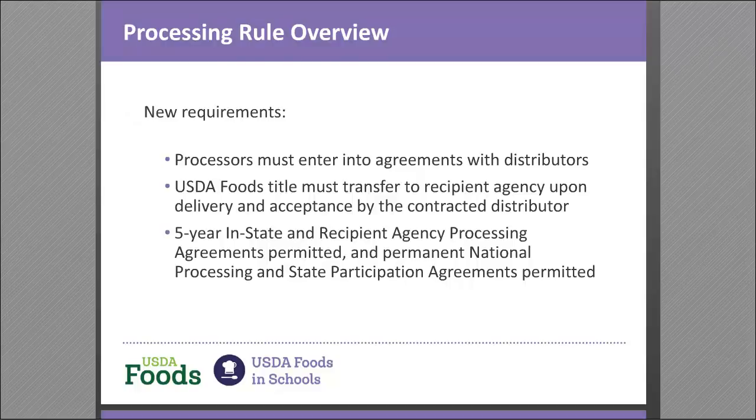And third, the final rule permits processing agreements between state or recipient agencies and processors to be up to 5 years in duration rather than the current 1 year. National processing agreements are considered permanent, and state participation agreements are allowed to be permanent.